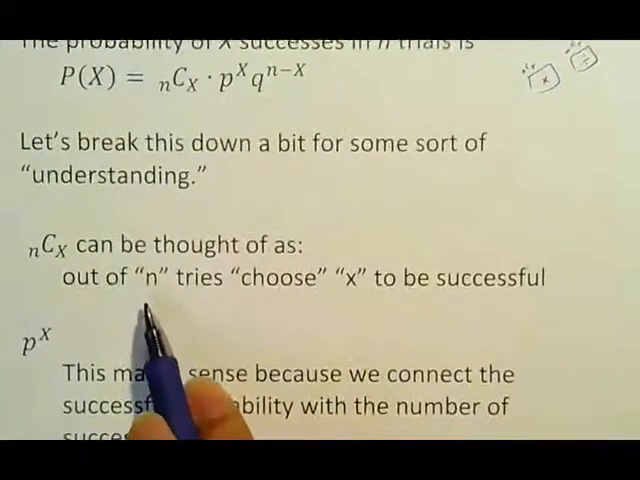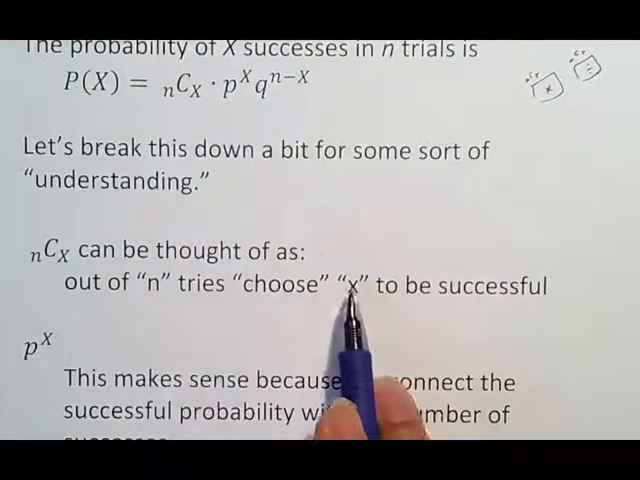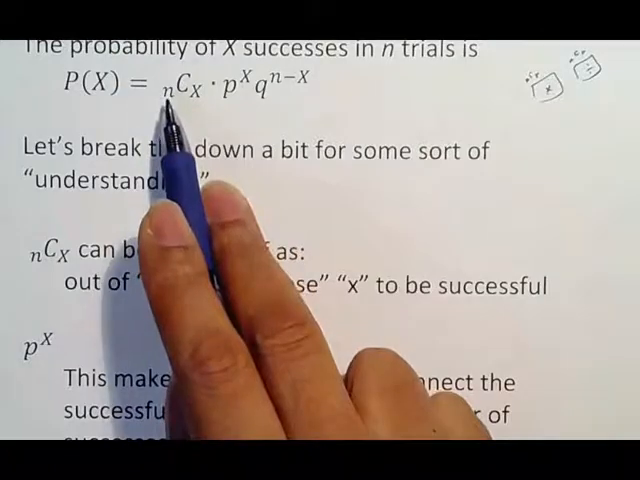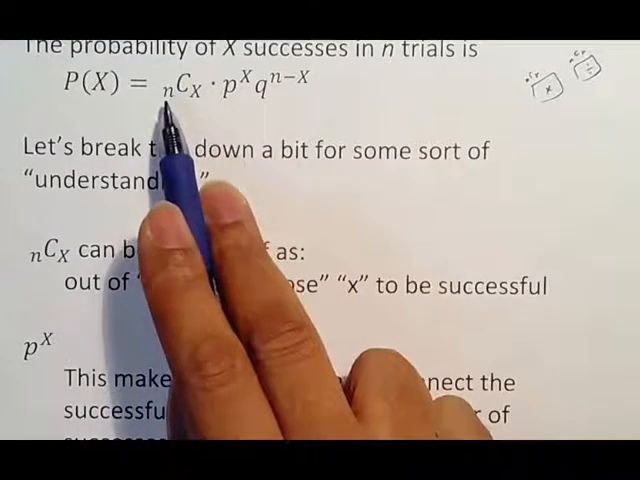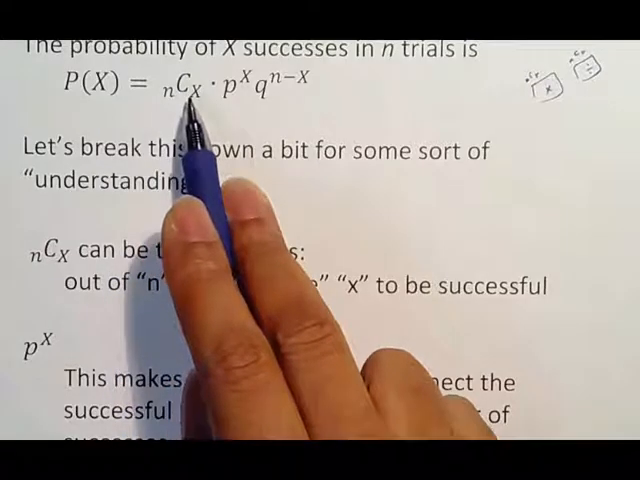nCx could be thought of as: I want n trials or n tries, and I want this number to be successful. So if I am doing 15 tries, or let's do free throws, I shot 20 free throws, I want 6 to be made. So 20 free throws, make 6.